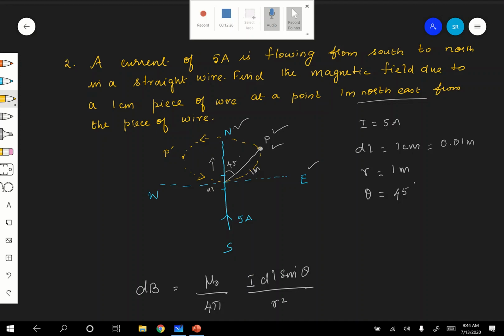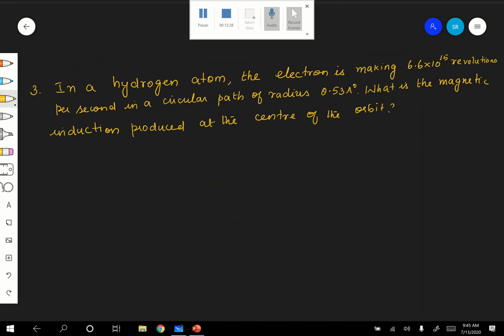Third, in a hydrogen atom, the electron is making 6.6 into 10 power 15 revolutions per second in a circular path of radius 0.53 angstrom. What is the magnetic field induction produced at the center of the orbit?